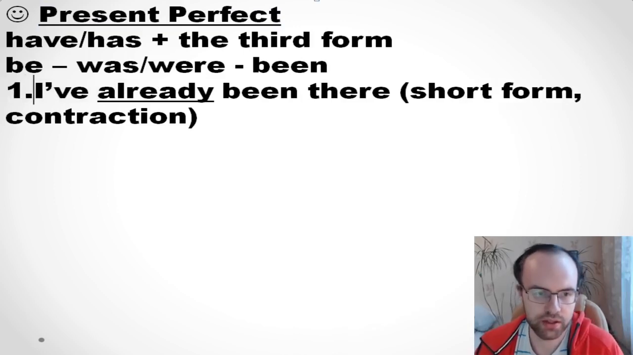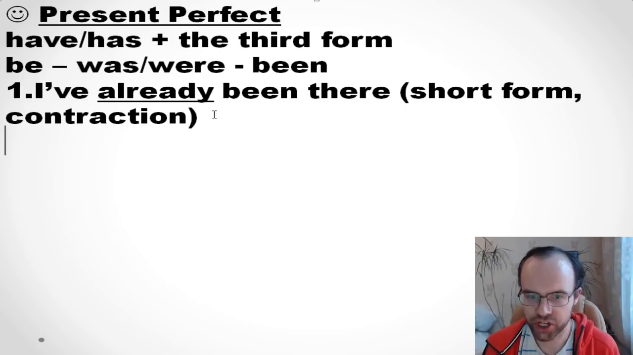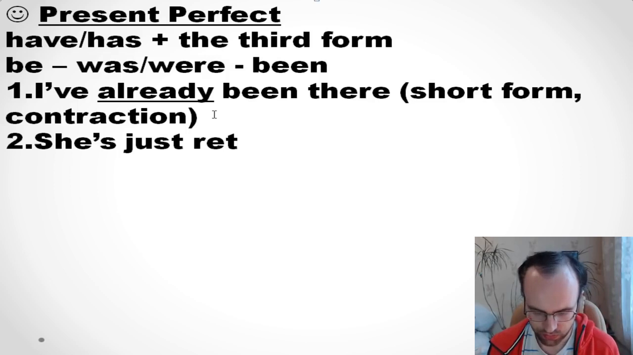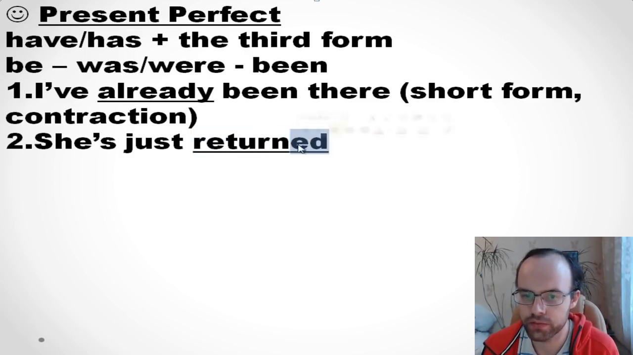So let's get back to this slide. Just, in the middle. For example, she's just returned. Listen, she's just returned, or she's just come back. Maybe you can think that she's means she is, but it isn't, it means she has. And this form tells us that it's present perfect. You see ed, it's the third form, so it means she has, not she is. She has just returned, or she's just returned.